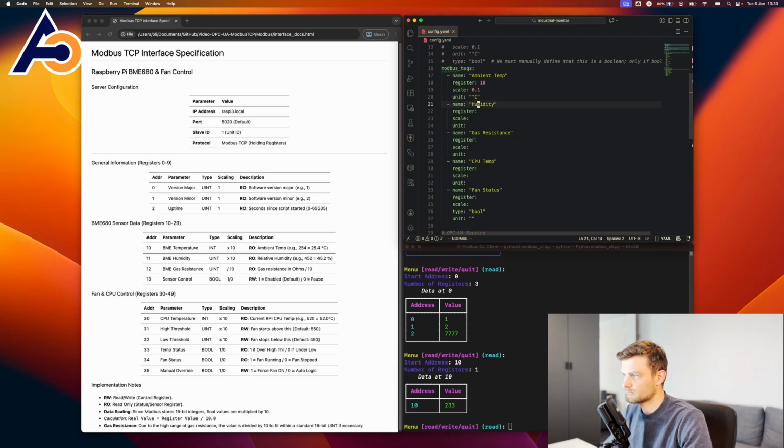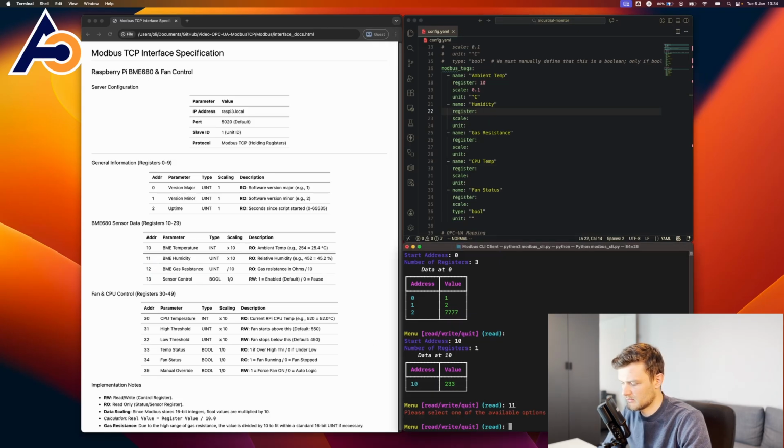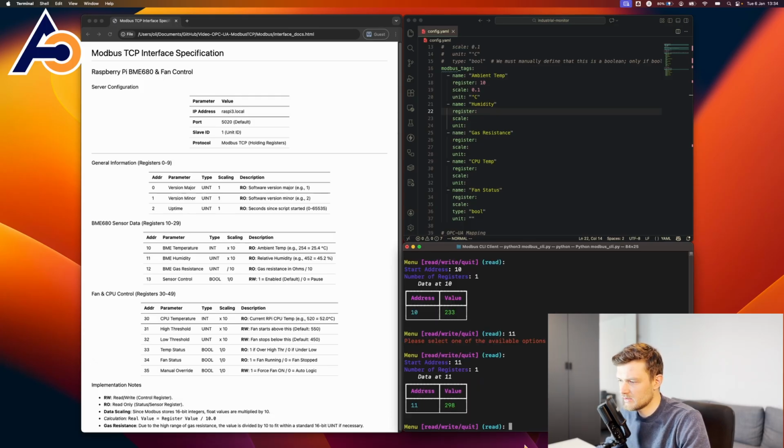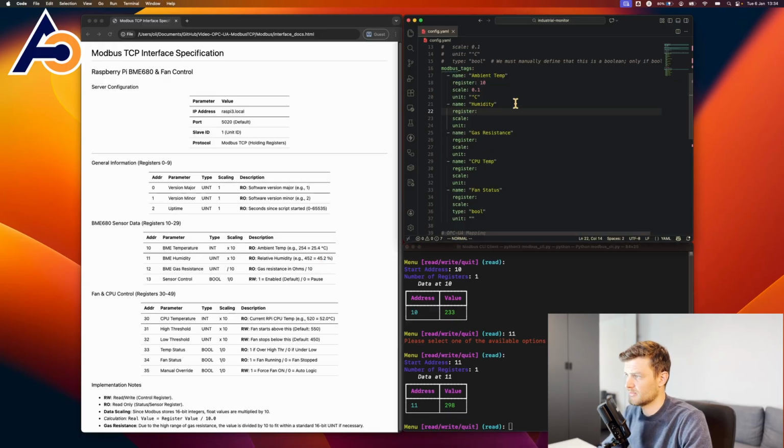Coming to the humidity, and as you can see, the humidity is apparently 11. So let's read this. 11, 1, and we can see the humidity is 298. We think that this could be correct. So it would be in our case 29.8%. So let's go with this. It's actually 11. Scale is again 0.1, and the unit, what's the unit? It's apparently percentage.